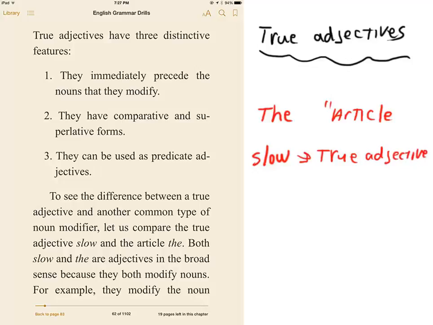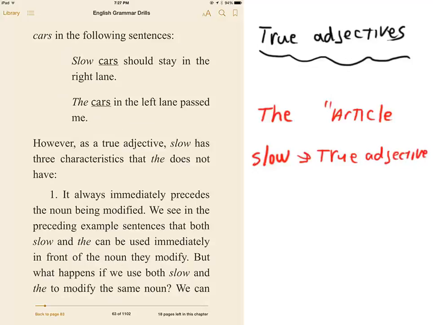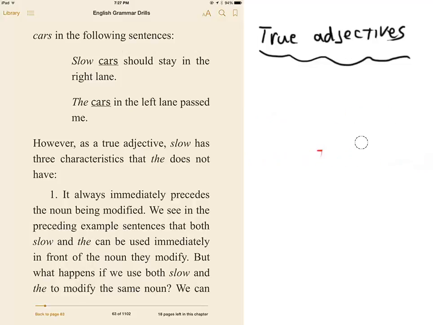All right. So, why? Well, let's take a look. This proves that both slow and the are adjectives. Okay, these two sentences. So both slow and the are adjectives because you can put them right before a noun. Slow cars, you can say that. Slow modifies cars, so it comes right before the noun, it's an adjective. The cars, we can say the cars because you can pair up the with cars. The is also an adjective.